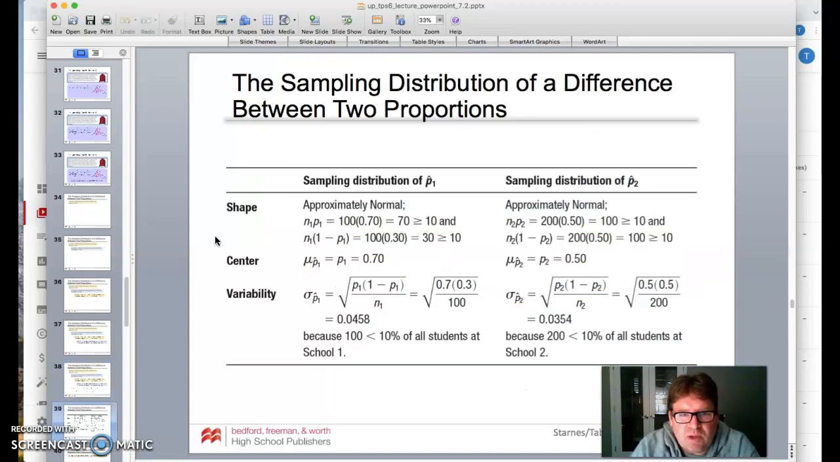Now as we look at the shape, it's going to be approximately normal because n times P is going to be greater than 10, and n times 1 minus P in both cases is also going to be bigger than 10. Their centers are going to be the population proportions of each one. And for the variability, we take the population proportion of success times failure divided by the sample size, and then take the square root. Because 100 and 200 are less than 10% of all students at both schools, we're assuming we're in that 10% condition that we talked about before. So we're all good on all those things.